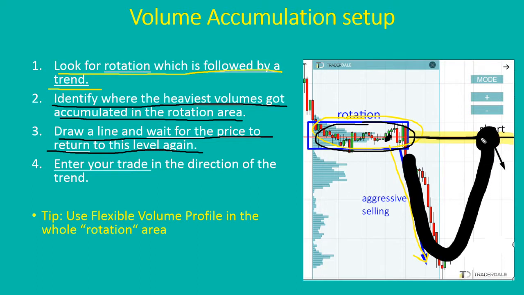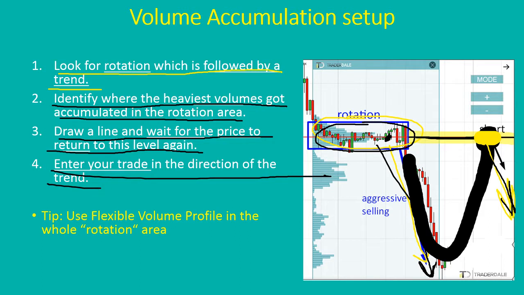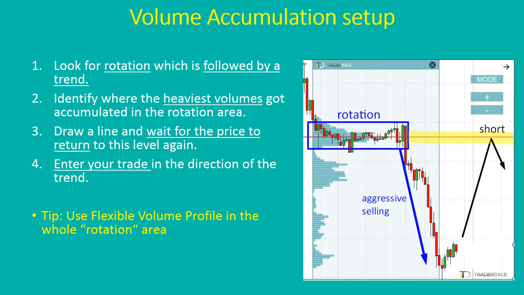And afterwards, from this place, you go short. You enter in the direction of the trend. So in this case, it's a short because there was a downtrend. Alright, enter your trade in the direction of the trend. So those are the steps you want to take when you are trading the volume accumulation setup.